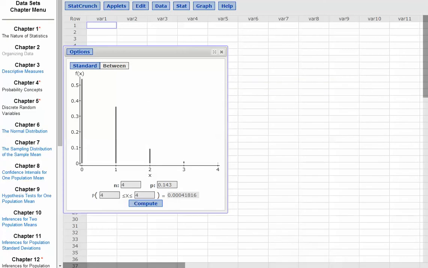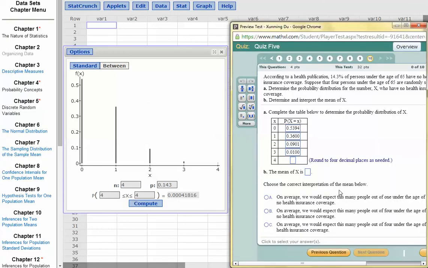Now the last one: you put 4 here, and you compute. You then have the answer, which will be 0.00004. You drop the 1 right here. So you have all the values right here.